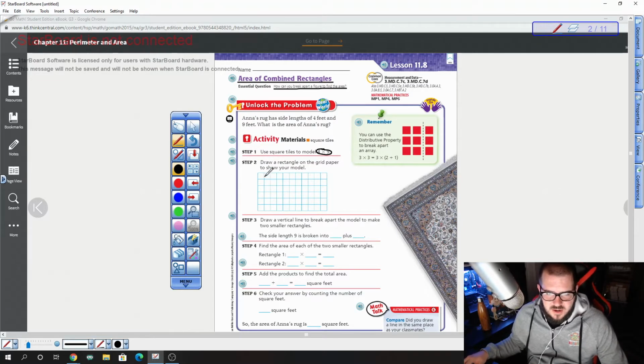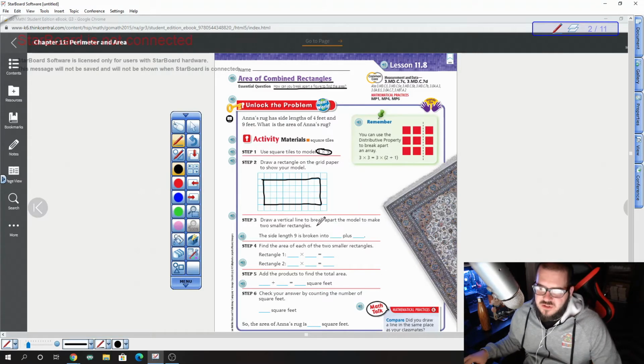I'm going to start about the center of my paper, and I'm going to draw 4 units down. 1, 2, 3, 4. And then I'm going to draw 9 units over. 1, 2, 3, 4, 5, 6, 7, 8, 9. We're going to then go 4 units up, 1, 2, 3, 4, and another 9 units over to complete our rectangle.